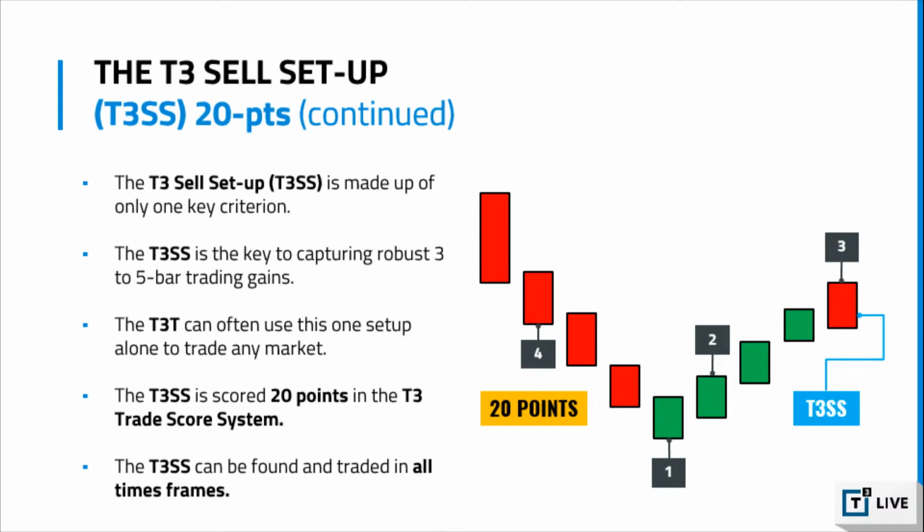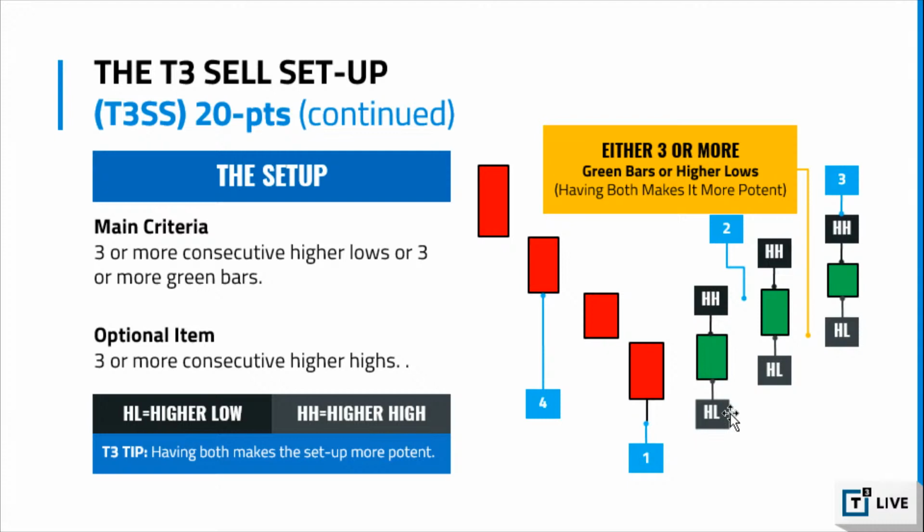Okay? Now, the sell setup, the T3 sell setup, is the mirror image of the buy setup, but for stocks that are in a downtrend. So you have a stock that's in a downtrend, rallies, corrects through price by rallying, right? As people cover, the stock rallies and gives you at least 3 or more green bars, or at least 3 or more higher lows, right? We want higher lows in this case, not higher highs. Higher highs is nice to have, but it is optional, not required. If we get that, then we have what's known as a sell setup.